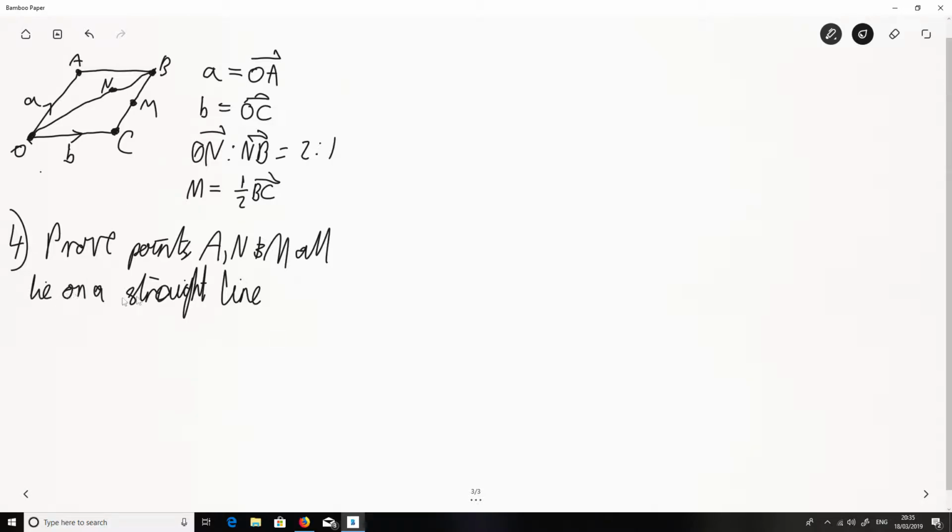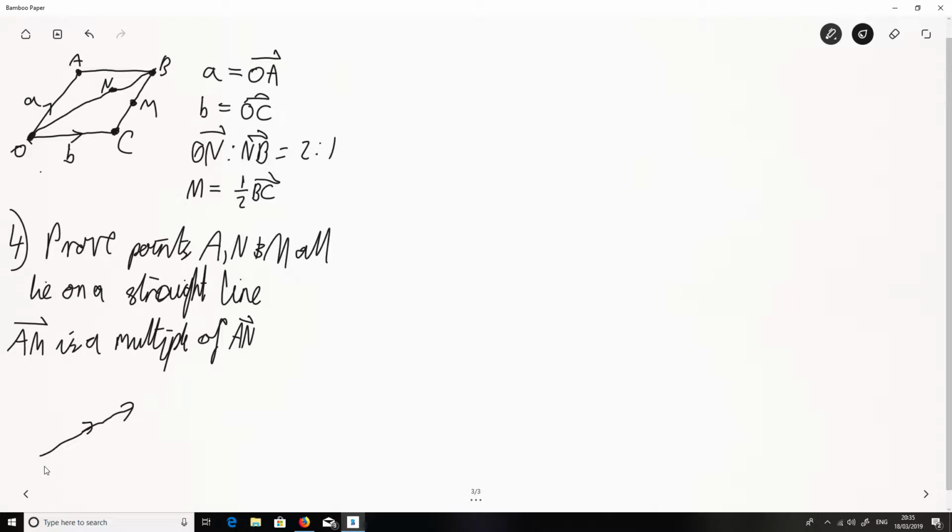So to prove this, all we need to do is show that the distance AM is a multiple of AN. What this means is, if AM is a multiple of AN, that means timesing AN by something will give us AM. And that means that the vectors are parallel to each other, because for two vectors to be a multiple of each other, it means that they're in exactly the same direction, just different lengths.